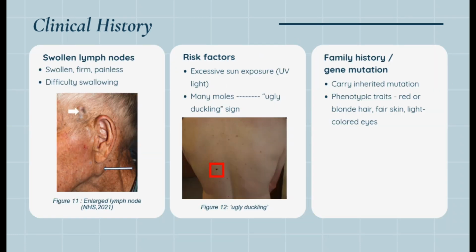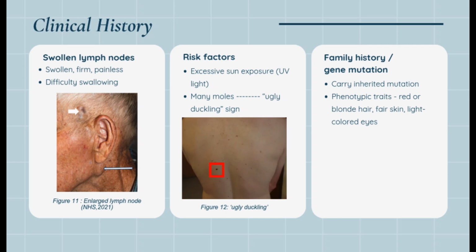Next, the patient also can have swollen lymph nodes, with difficulty to swallow, and the swollen lymph nodes are firm and painless. Excessive UV light and having many moles are also risk factors to become metastatic malignant melanoma. It is because exposure to excessive sun can damage DNA. If the patient has many moles, we can use the ugly duckling method to recognize one mole that is different from other moles. We can see in the red box that the mole is darker than other moles.